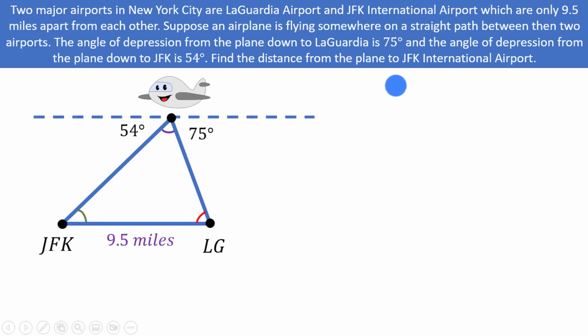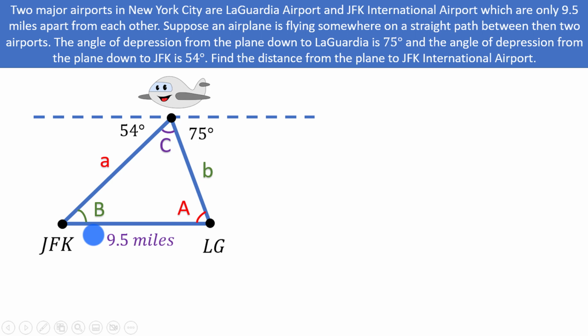Here's the picture of the situation. We have the plane right here, which has a 54-degree descent down to JFK, or a 75-degree descent to LaGuardia. The distance between the two airports is 9.5 miles. Let's represent the side lengths and angles on the triangle with letters. We have capital A, capital B, capital C, lowercase a, and lowercase b. Our goal is to find the distance from the plane to JFK International Airport, so we are trying to find lowercase a.